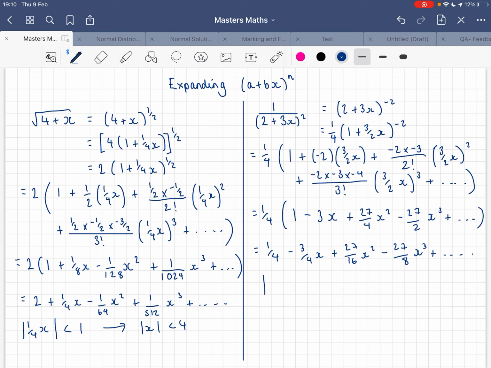So this time, when the modulus of 3 over 2 x is less than 1, the expansion's valid, therefore x has to be less than 2/3.